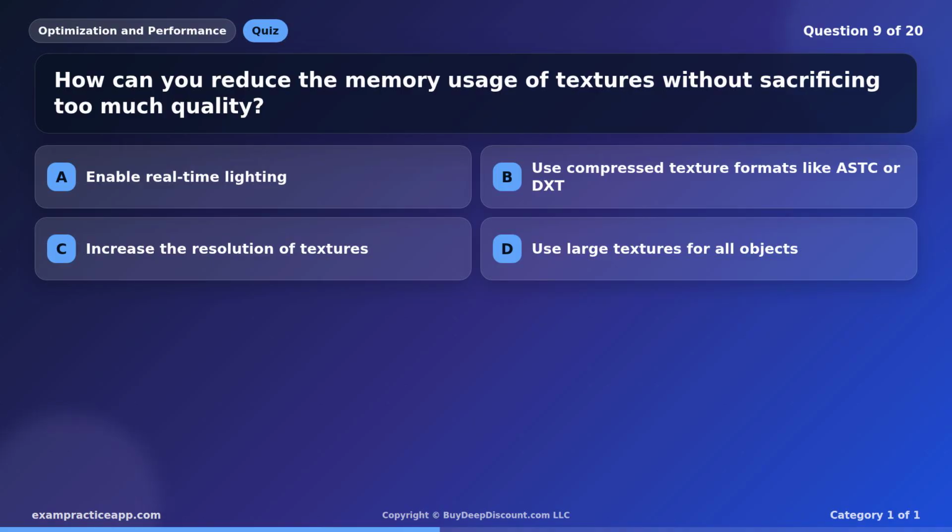The correct answer is option B. Use compressed texture formats like ASTC or DXT. Explanation. Using compressed textures reduces memory usage while maintaining visual quality, ideal for optimizing mobile and VR applications.